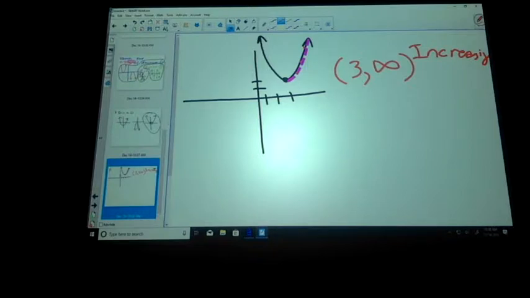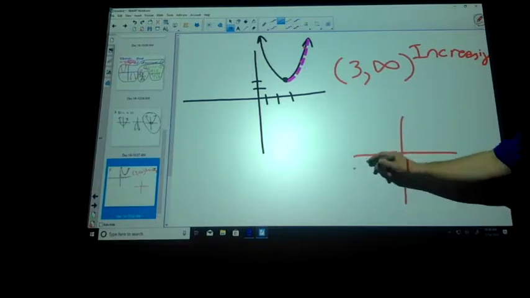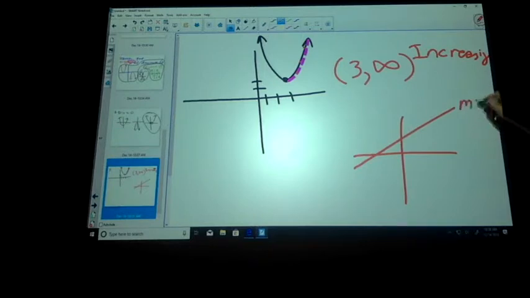Okay? And you're like, what do you mean positive slope? Well, if I had a linear equation and it looked like that, my slope would have to be positive. That means it's increasing. It's the same idea there.